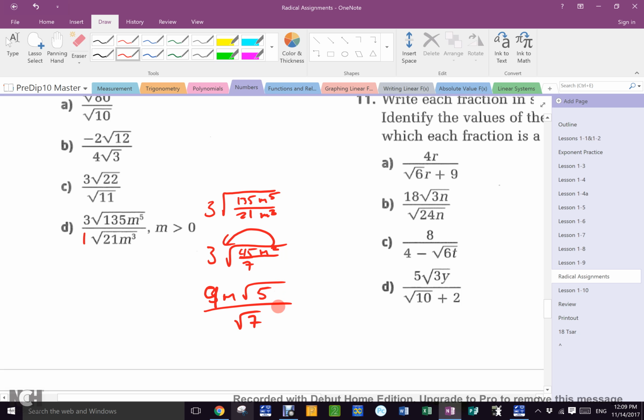Now, root 7: 9m root 35 over 7. Yeah, and that should be the answer. Did it.